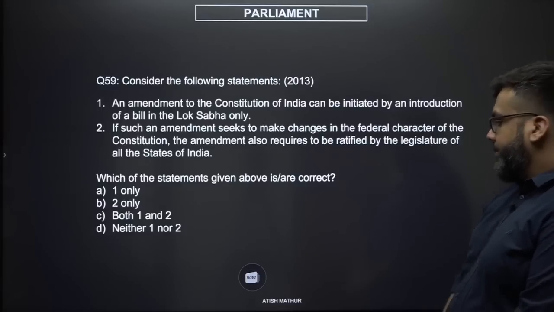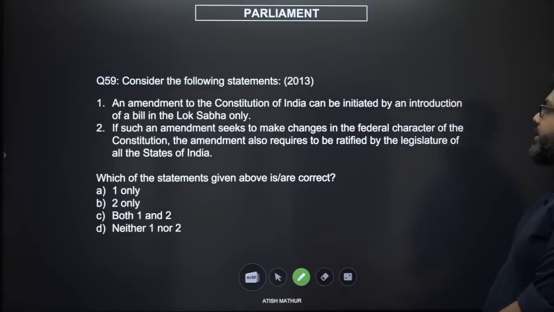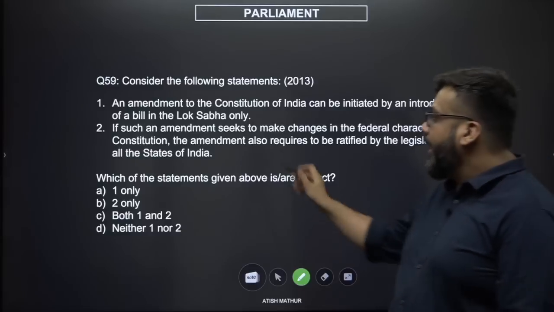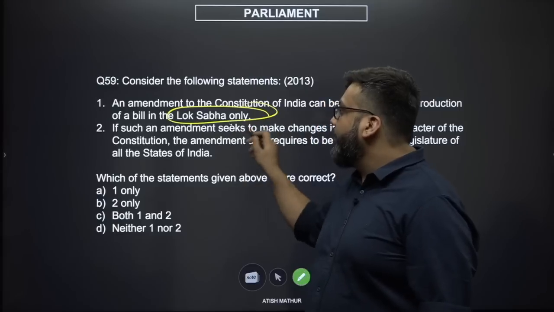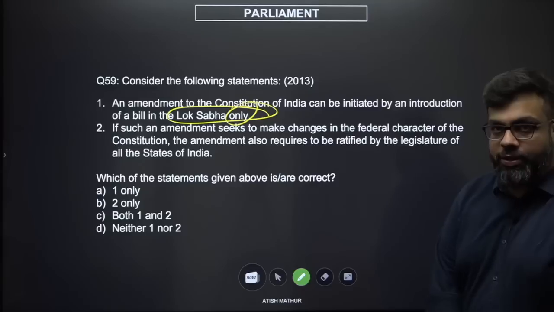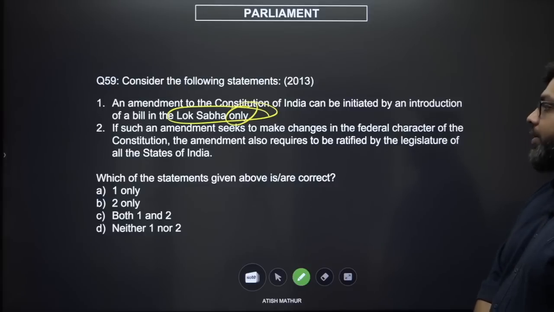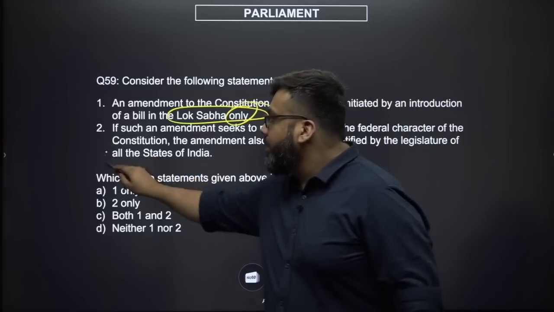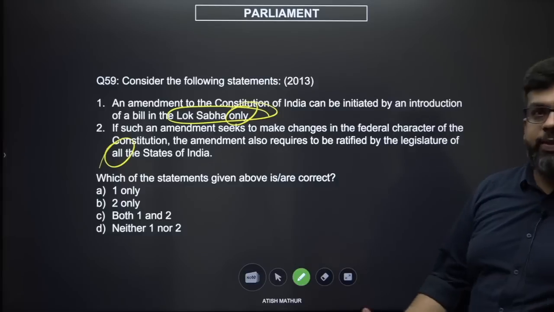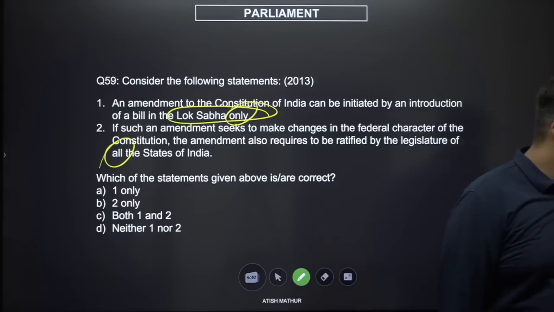Consider the following statements. An amendment to the Constitution of India can be initiated by an introduction of a bill in the Lok Sabha only. Here, "only" becomes a trigger word. If such an amendment seeks to make changes in the federal character of the Constitution, it also requires to be ratified by the legislature of all the states of the country. Here, "all" becomes your trigger word. So obviously you have to read them with a fair degree of suspicion so that we can get this part right.